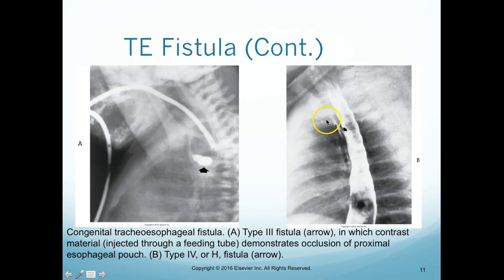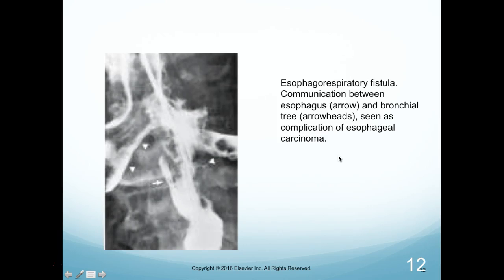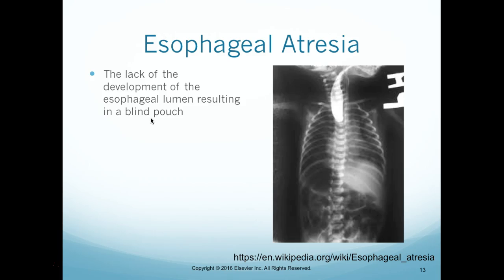And then here you can see that we've got a fistula going into the lungs here on the lateral. So that's not good. This here is from cancer. You can see here coming down the esophagus, you can see the bronchus there and going down the esophagus. So we've got a fistula communication between the esophagus and the trachea, which is one of the complications of having radiation or cancer where it's eaten away.